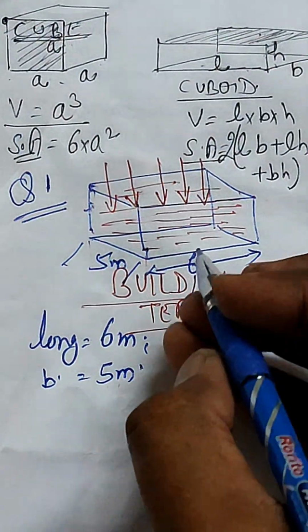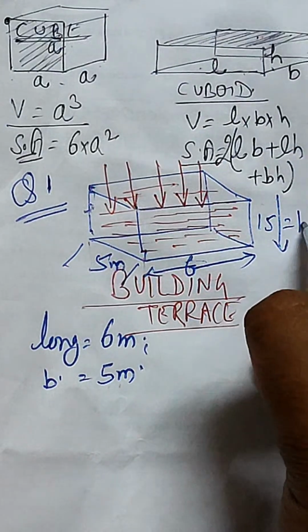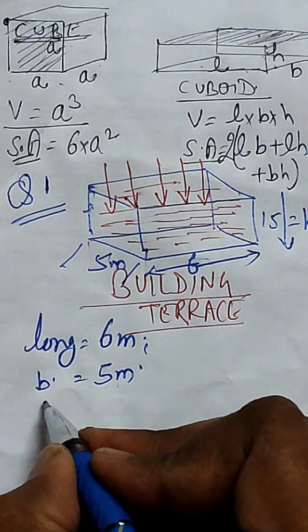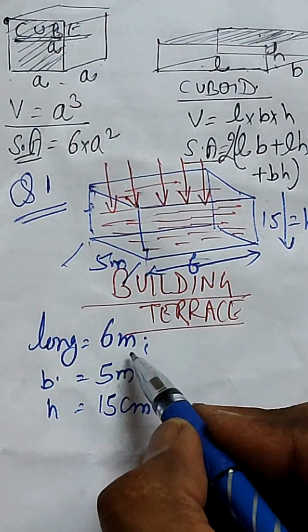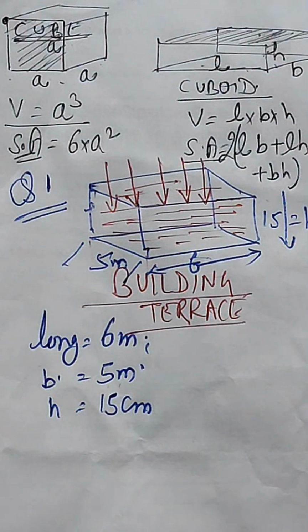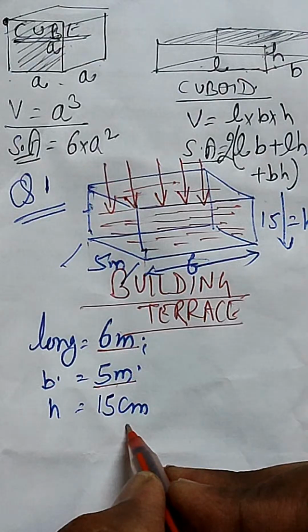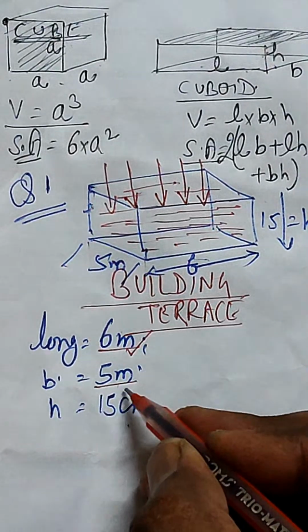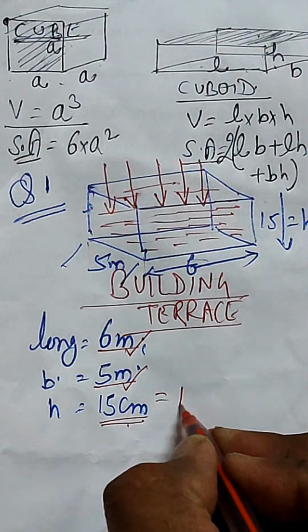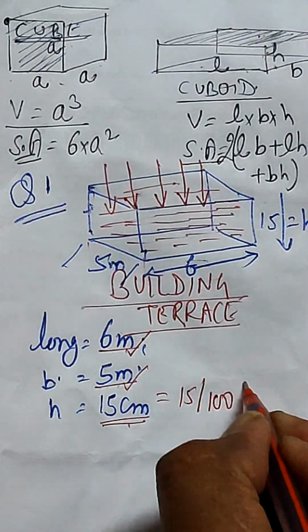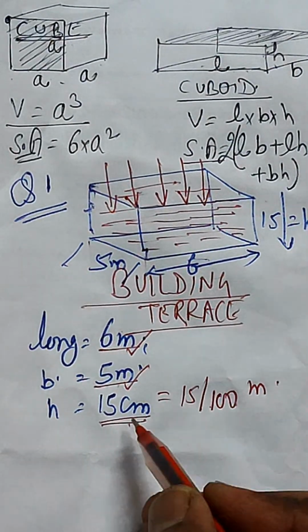And depth is only 15 centimeter. So this is 15 centimeter, this is height. So H is 15 centimeter. So first of all, just do one thing: change the dimensions into the same unit, all the dimensions should be the same. So this is 6 in meter, this is in meter. So convert this 15 centimeter also into meter. So it will be 15 by 100 meter, right? Isn't it? We divided it by 100 to convert centimeter into meter.